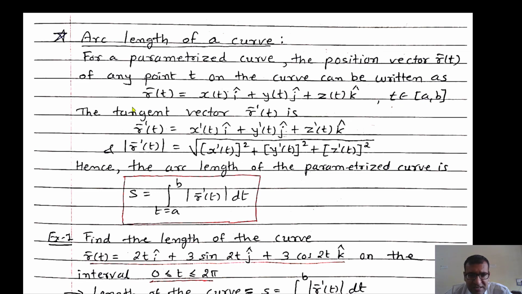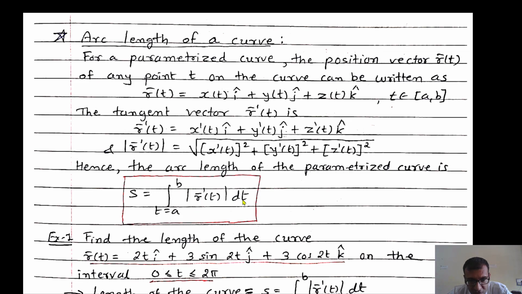And if you do its derivative, r bar dash of t, then that is called a tangent vector. So r bar dash of t is x dash of t i plus y dash of t j plus z dash of t k. And if you take its modulus, mod r bar dash of t is square root of x dash of t whole square plus y dash of t whole square plus z dash of t whole square. Hence, the formula for the arc length of the parametrized curve is s, the length of the arc, equal to integration from t is equal to a to b of mod of r bar dash of t dt.